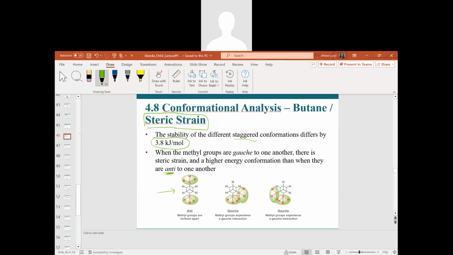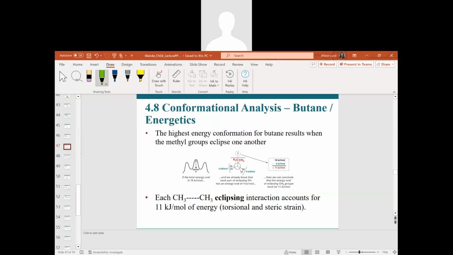Specifically in this anti-conformation, the two methyl groups are as far away from each other as can be, with just the hydrogens in the middle here. Then we have this gauche conformation here. This gauche interaction has the two methyl groups closer to one another, not as far apart as possible. And the same thing over here in this gauche representation. So these are going to have some steric strain and therefore a higher energy conformation than when they're in the anti-orientation. So let's take a look at what's happening here.